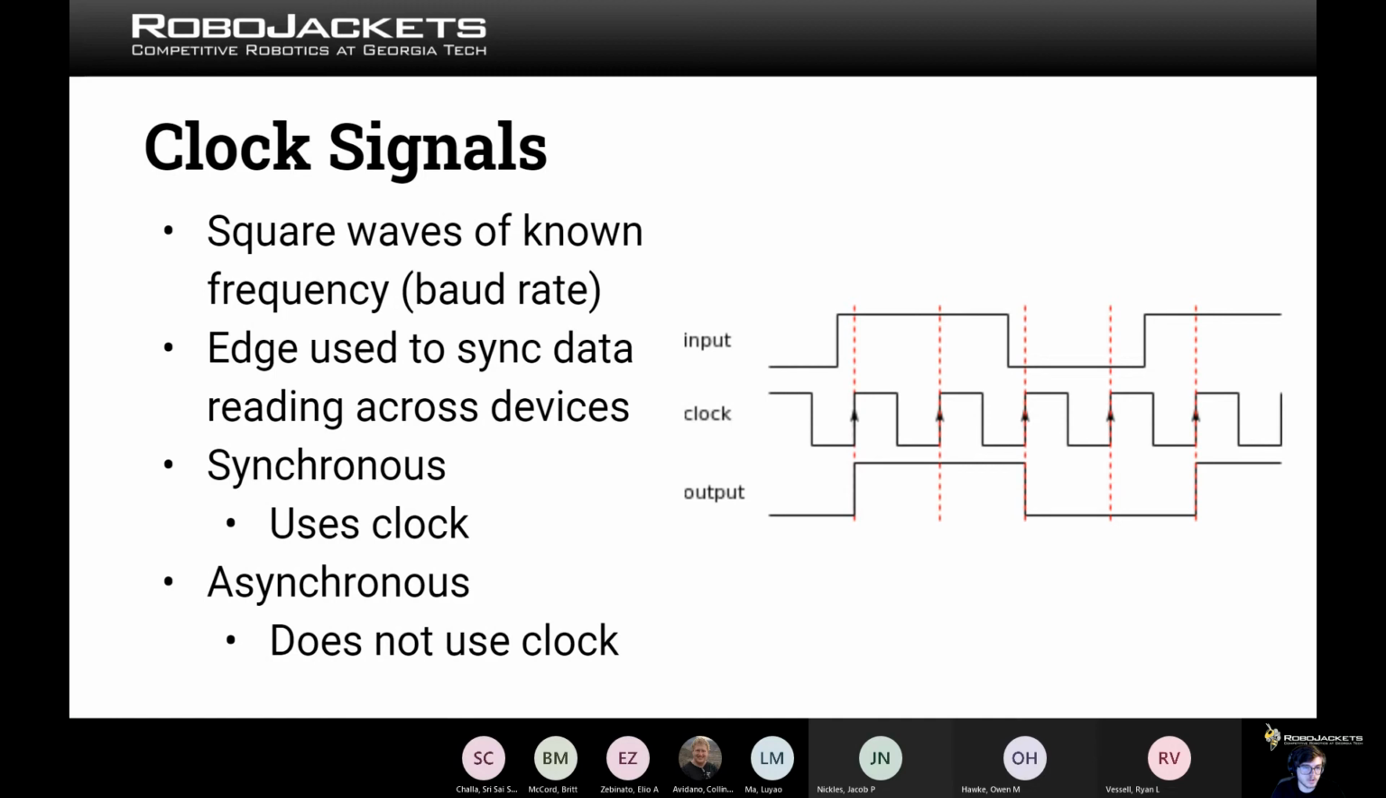So there are synchronous communication protocols, which use the clock I just described, and then there are asynchronous protocols, which do not use a clock and usually embed that timing information within the packet itself.